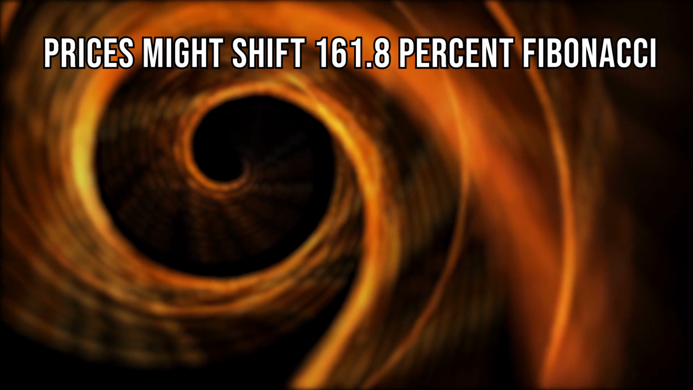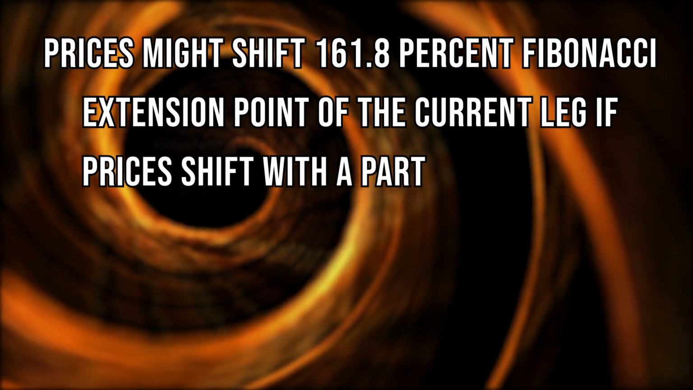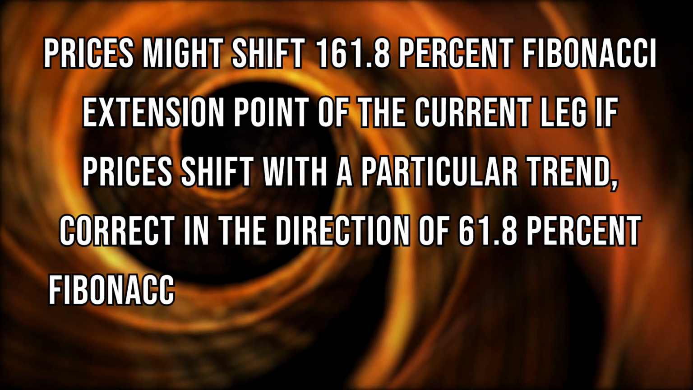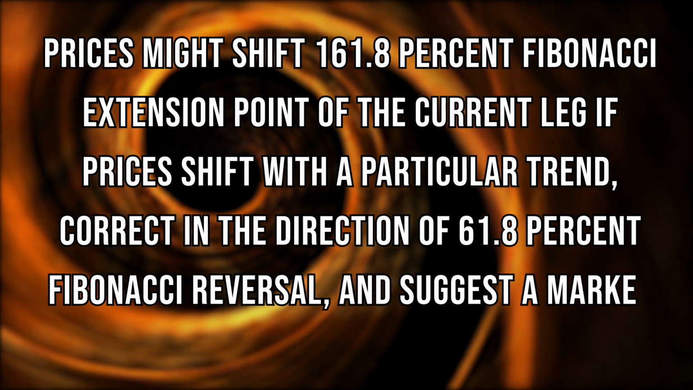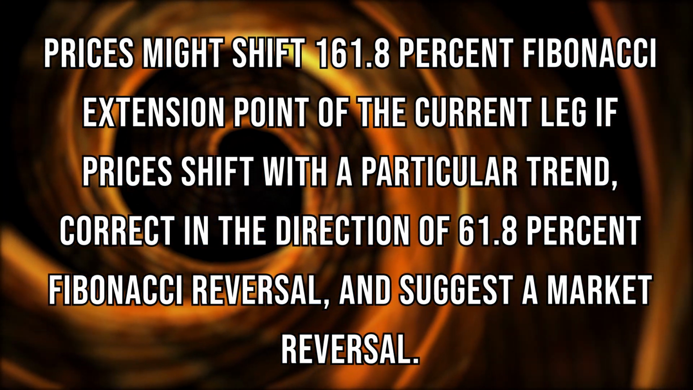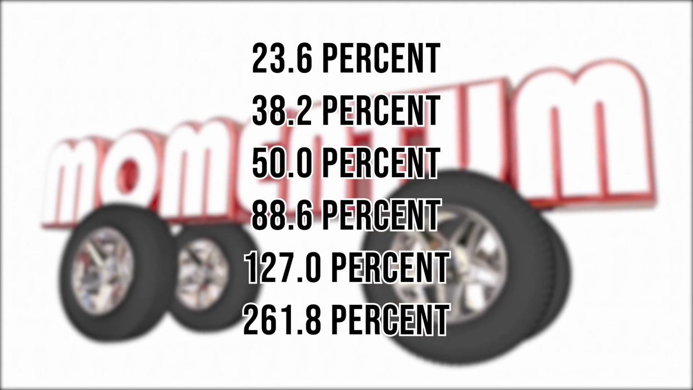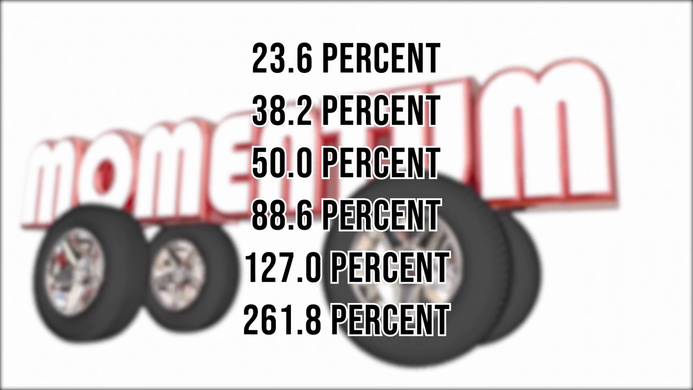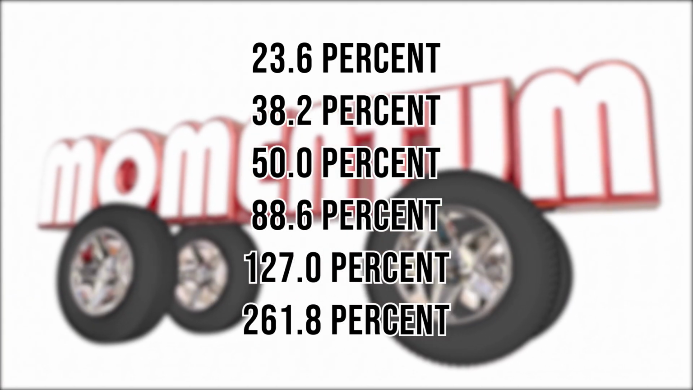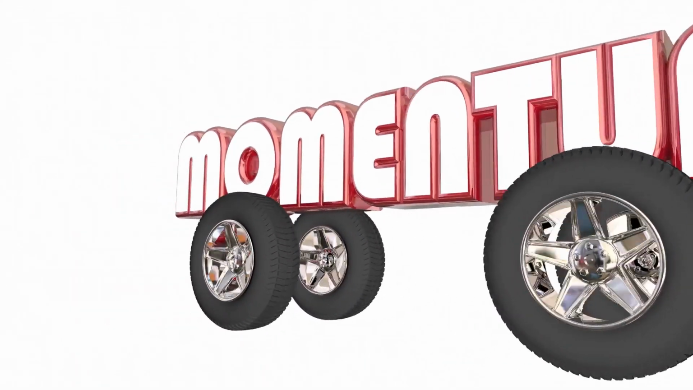Forex traders use this ratio to identify market reversals and trading profit zones. Prices might shift to the 161.8% Fibonacci extension point of the current leg if prices shift with a particular trend, correct in the direction of 61.8% Fibonacci retracement, and suggest a market reversal according to Leonardo Fibonacci. It's also worth noting that different Fibonacci levels exist, such as 23.6%, 38.2%, 50%, 88.6%, 127%, 261.8%, depending on market momentum and behavior.